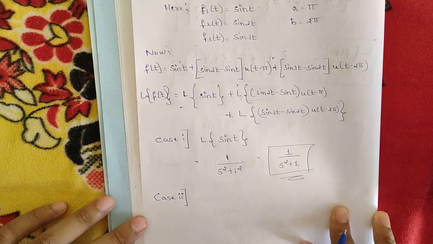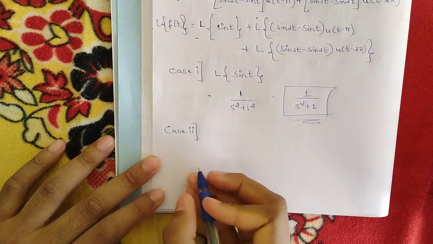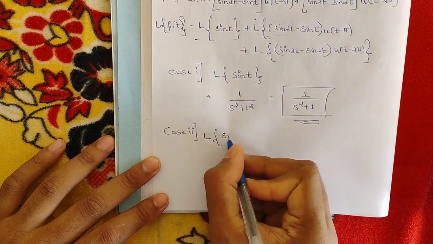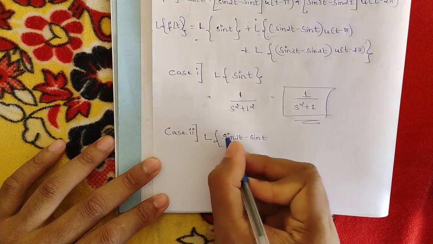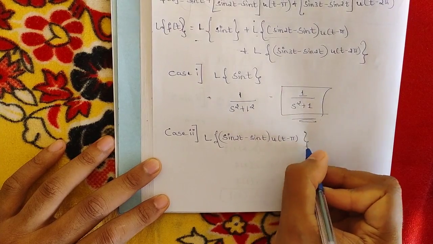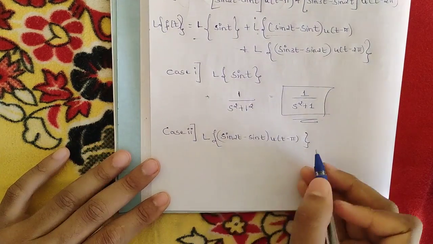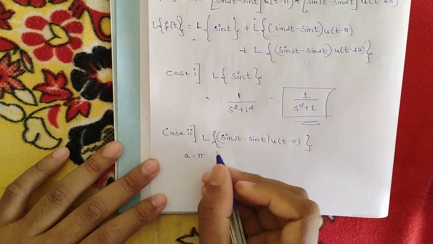Case 2, what we are having here, L of this term, sin 2t minus sin t, u of t minus pi. So for this now, using the first property, you should be solving this. Here, according to the first property, the value of a is pi.